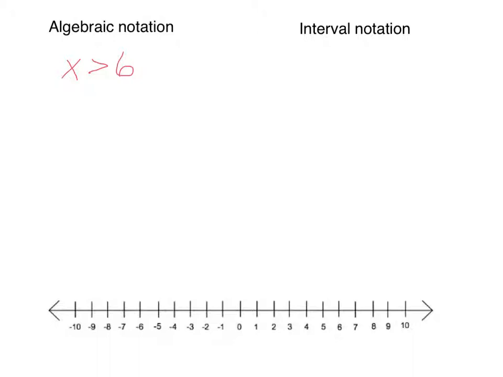So basically what we're saying here is 6 is the smallest it can be, and then it can be anything bigger than that. Now it can't actually be 6, so we put a parenthesis to show that it can't really be 6, but it can be anything bigger than that. You're going to see that algebraically like this as you're solving it, but as you progress through math you'll find that you do a lot more with interval notation.